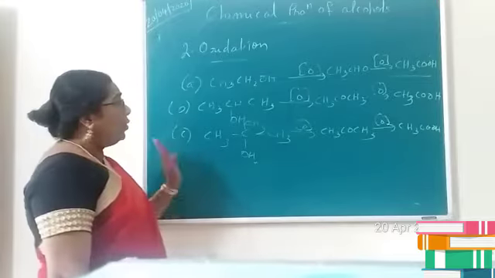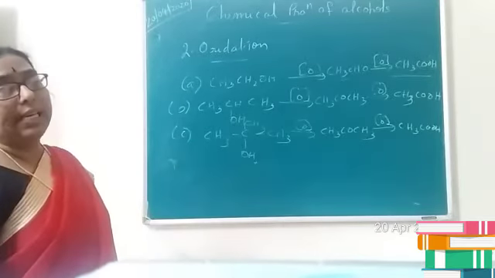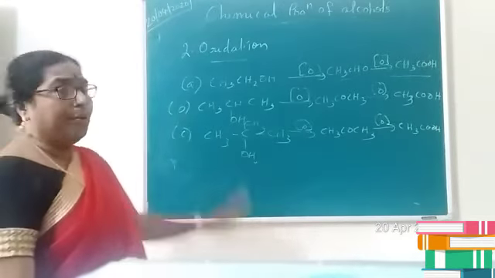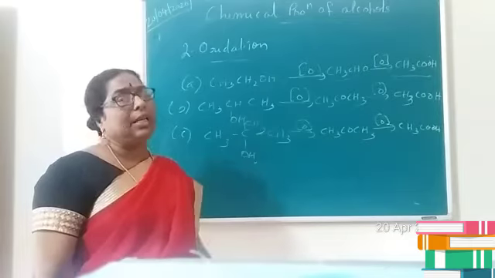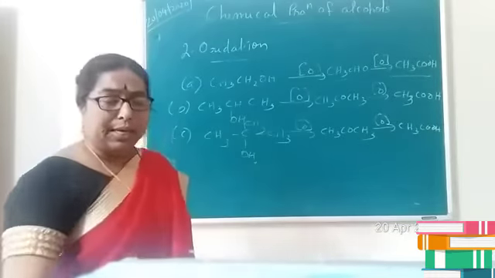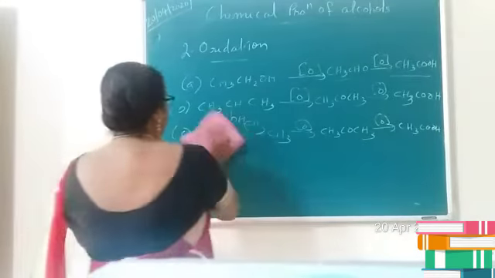Is it clear children? So all the three varieties, that is primary, secondary and tertiary alcohol, undergo oxidation and will give you these products. Okay. Now let us consider the third type of reaction in this, that is dehydrogenation.